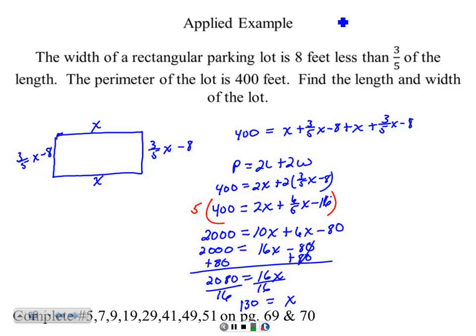Let's go back and see what the directions say: find the length and the width of the lot. The length is x, and we know that x is 130. But the width is 3/5 times x minus 8, so we have to do 3/5 times 130 minus 8. 3/5 times 130 is 78, and then 78 minus 8 is 70. So your length is 130 and your width is 70.